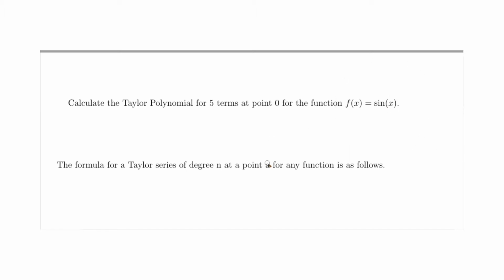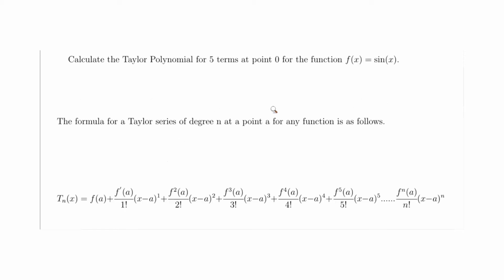The point a, at which you're going to calculate it, in this case is point 0, so a is 0. And the degree n means how many terms you want. In this case we want 5 terms. So n is 5, a is 0, and the function is sine. Let's move on to the next stage.